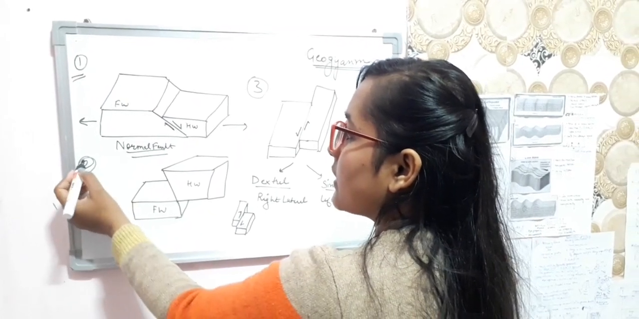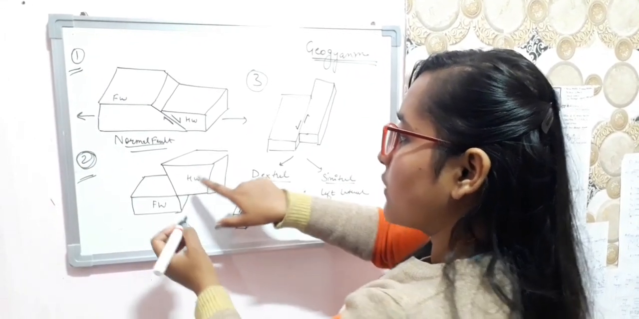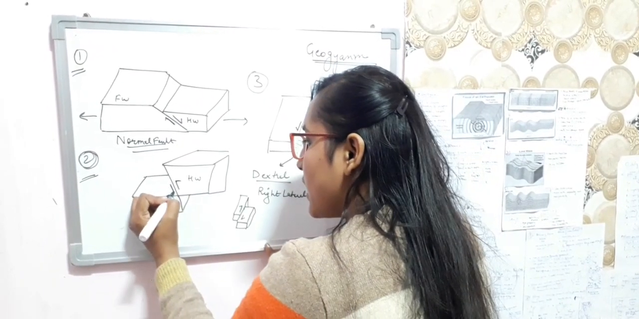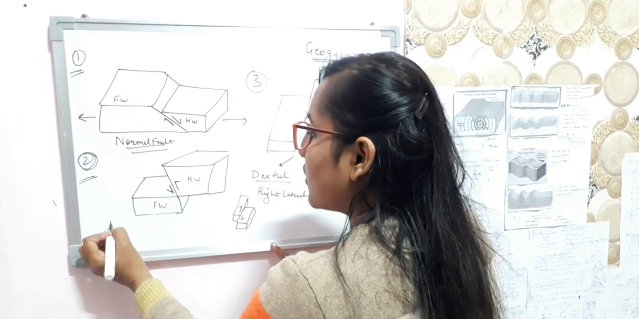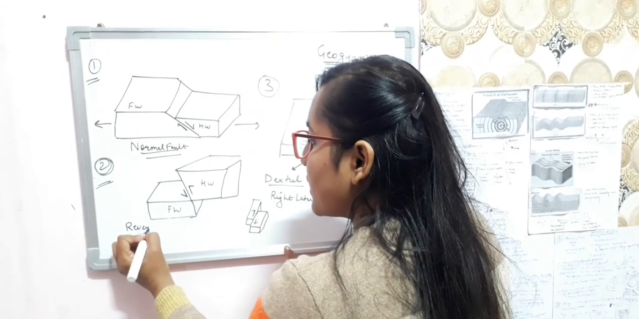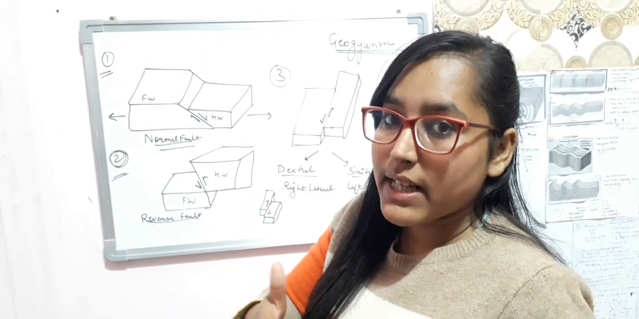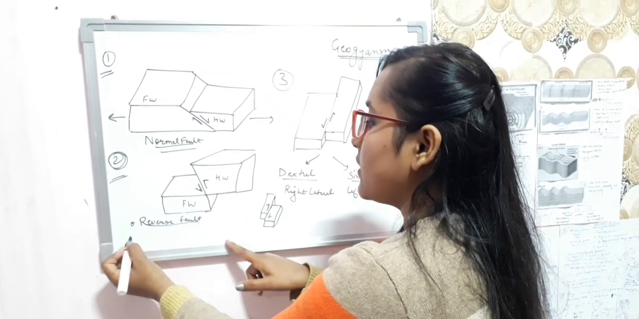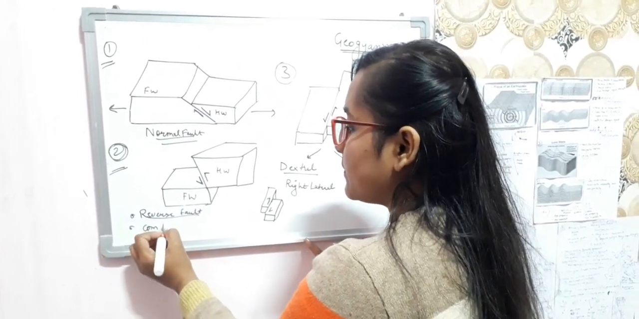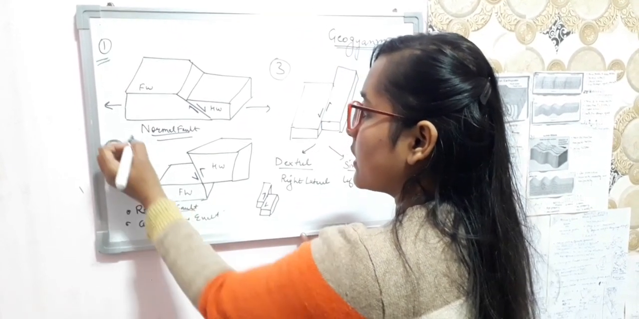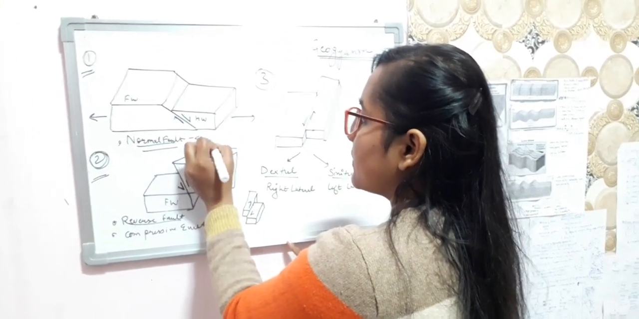Okay. And in the second case, I have shown the hanging wall is moving upward and the foot wall is moving down. So this condition is called a reverse fault. And in which environment does it get generated? It is generated in the compressive environment. And this one is extensional.